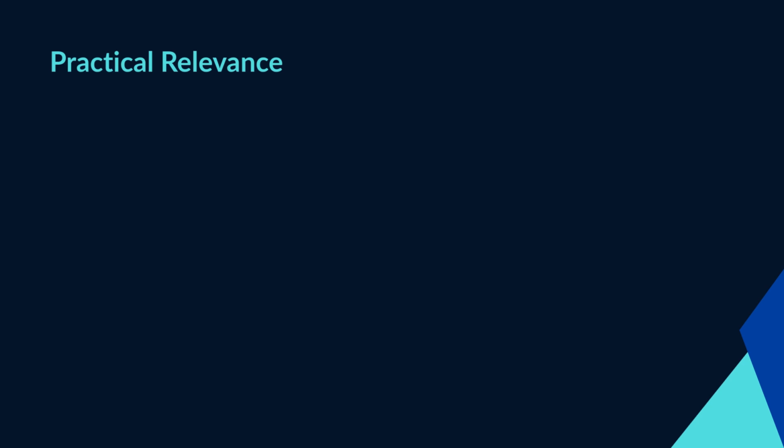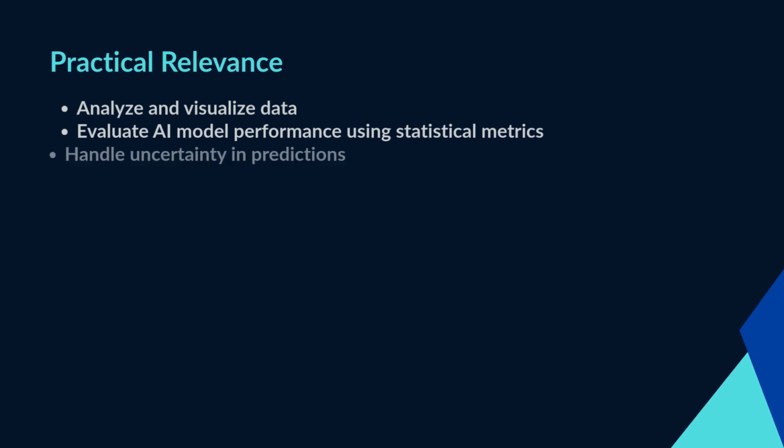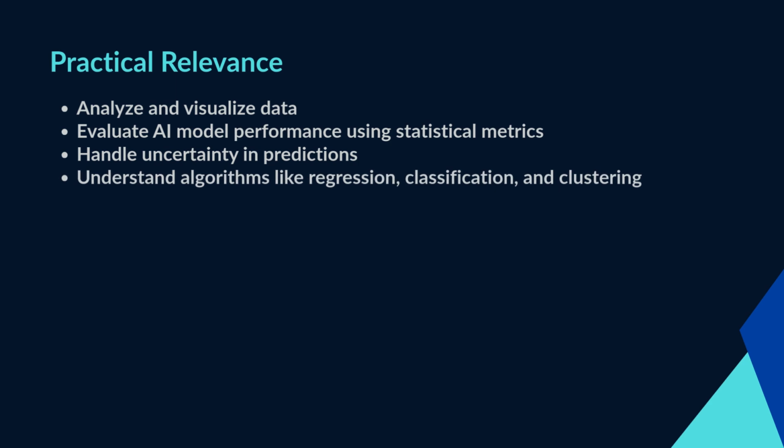Practical relevance. In this course, you will see how probability and statistics are used to analyze and visualize data, evaluate AI model performance using statistical metrics, handle uncertainty in predictions, and understand algorithms like regression, classification, and clustering. Don't worry if these concepts feel complex at first. We will revisit them with practical examples, visualizations, and exercises to help you apply them confidently in your AI projects.